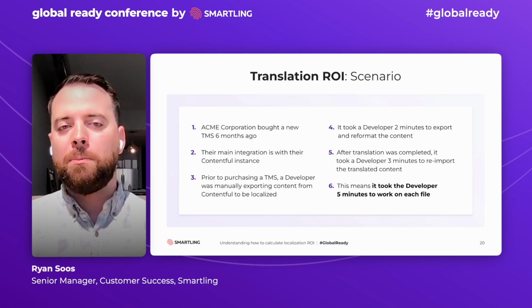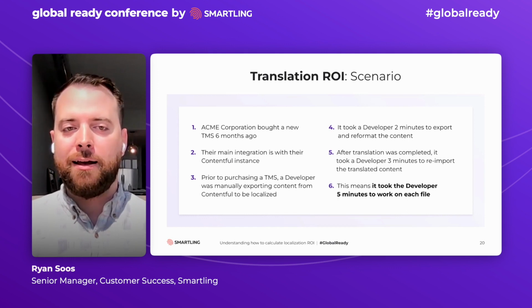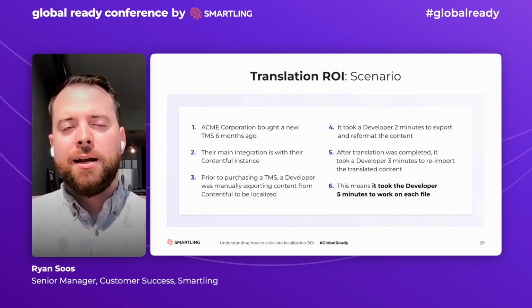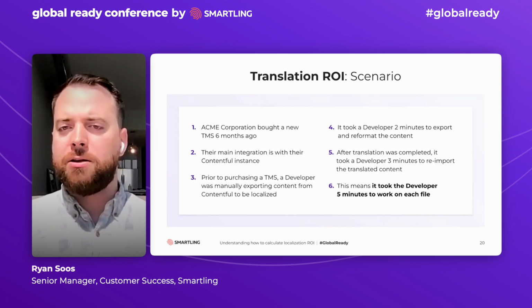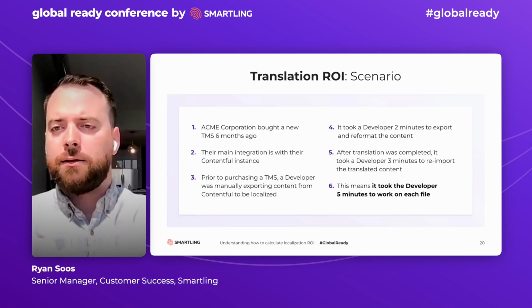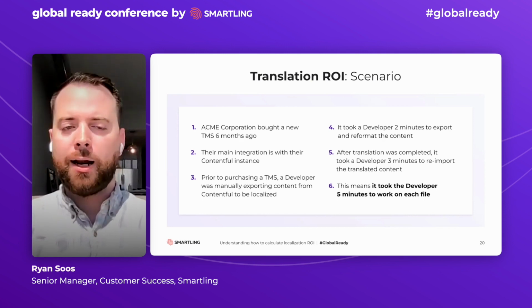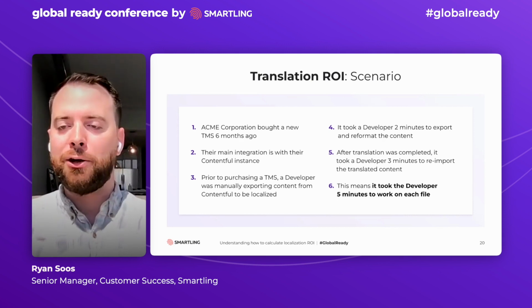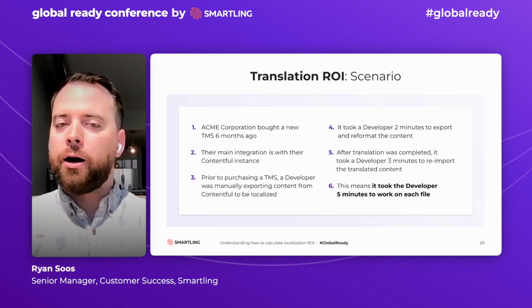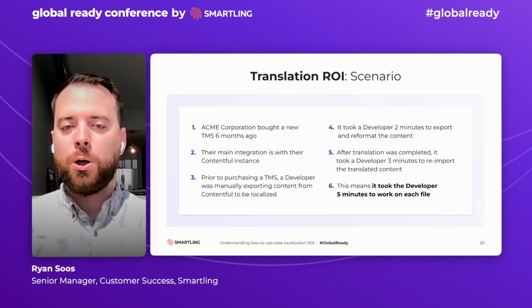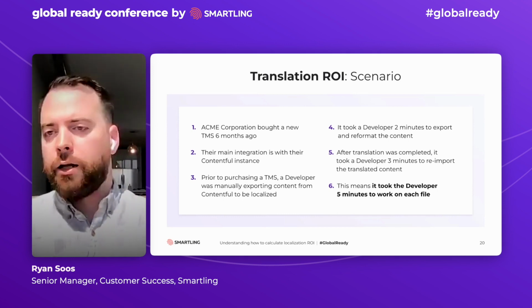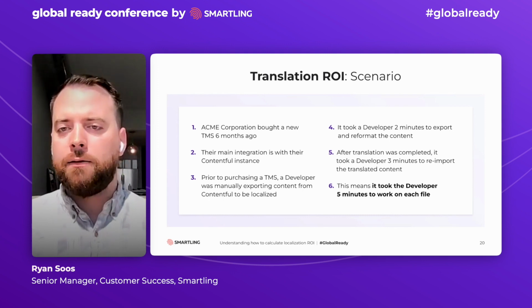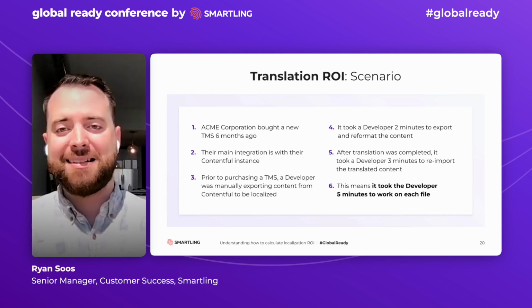So Acme Corp, they came to us 6 months ago and they said, hey, we have Contentful. And we've been trying to create our own language copies. We've been trying to translate all these pages and it's a lot of work for us. Can you make our lives easier? We got to catch that roadrunner. We can't spend time dealing with localization. So prior to purchasing the TMS, their dev was manually exporting content from Contentful. They were converting it into an Excel file. They were sending it off. And to simplify this, it took them 2 minutes.